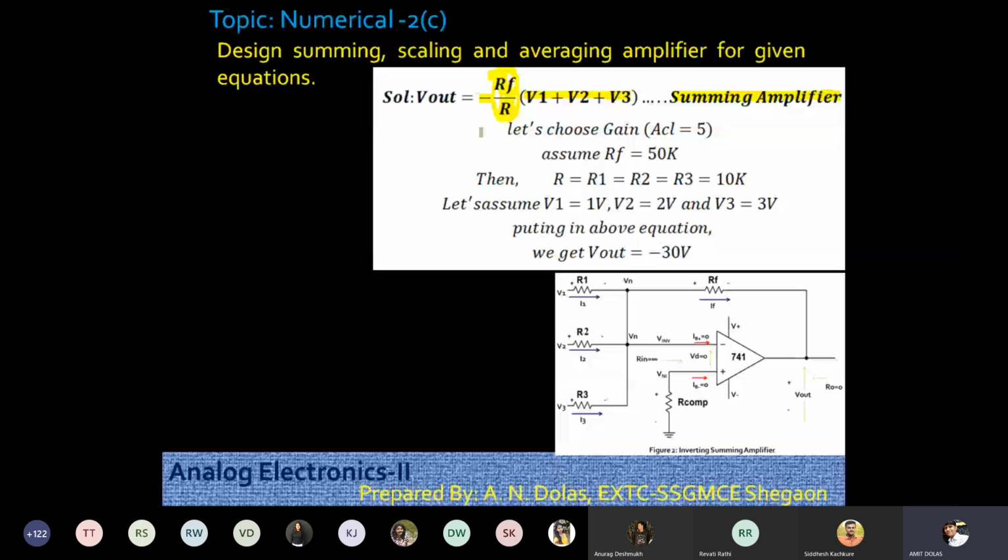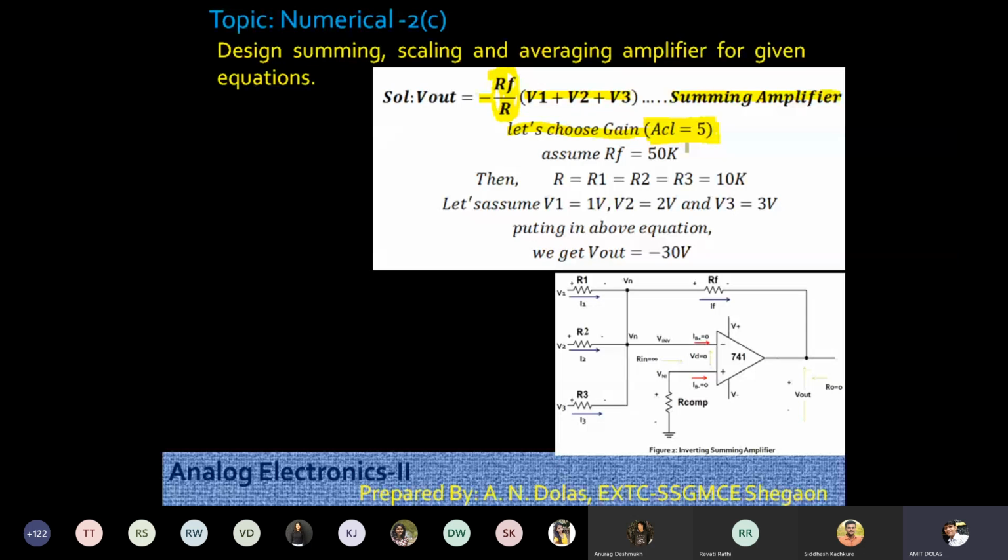So let's choose the gain equal to 5. I have chosen the gain because it is not given in the statement. I was asked to solve the equation only. So no gain is given, so I have chosen a gain. Use a simple one so that the multiplication and other intermediate calculations will be easy. So I use only 5.